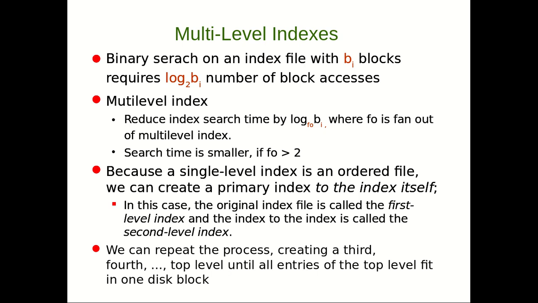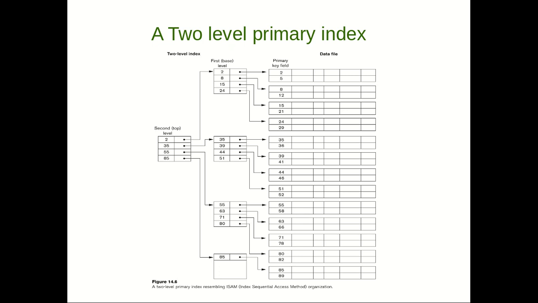From that single block you can go to the next level. From that next level you can go to the next level until you reach the required record. Okay, this is an example. Here you can see this is our data file. Each block has 2 records only.